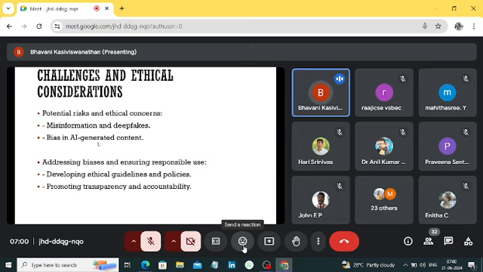Okay, so challenges and ethical consideration, potential risk and ethical concern: misinformation and deep fakes. We should be very cautious that our model should not be misused. And we have seen many news around us how they are misusing ChatGPT and deep fakes.